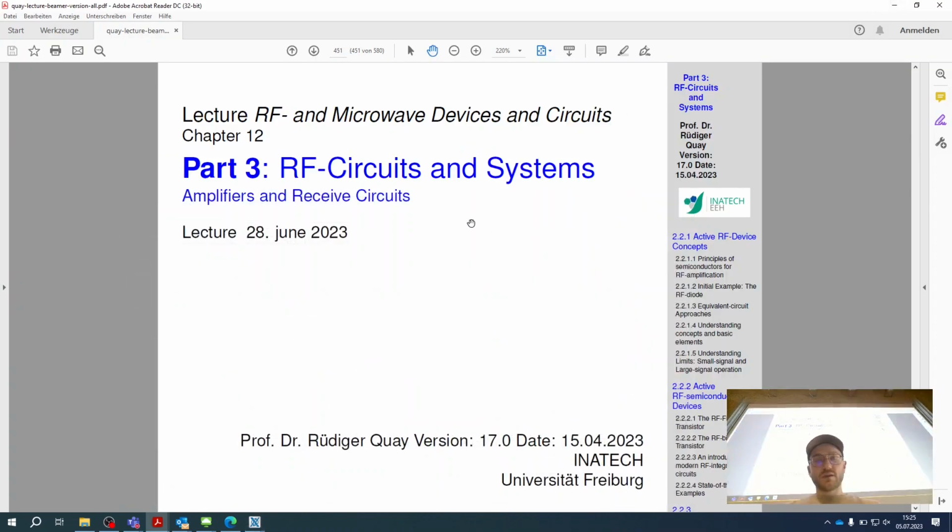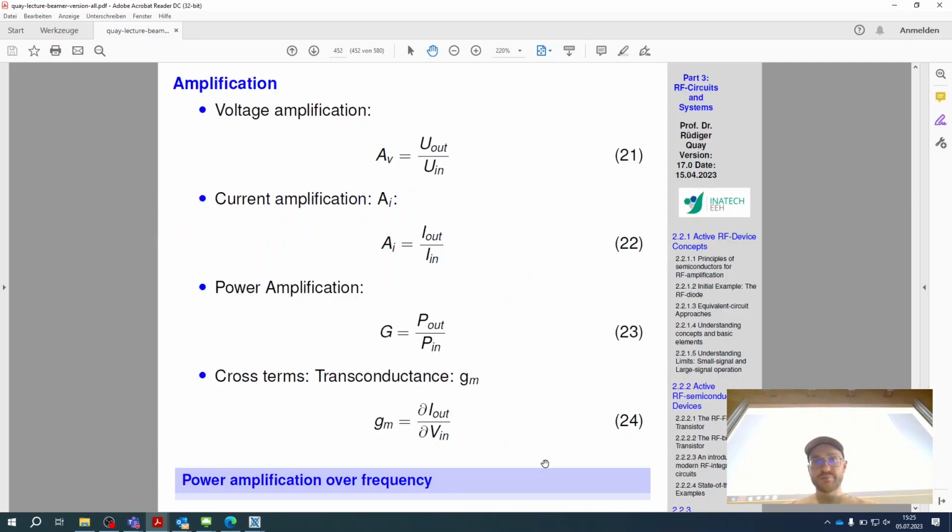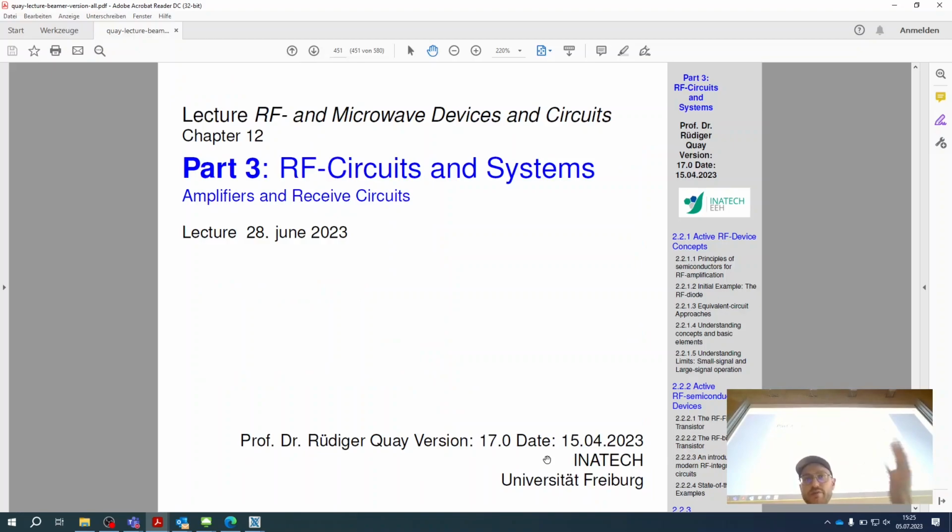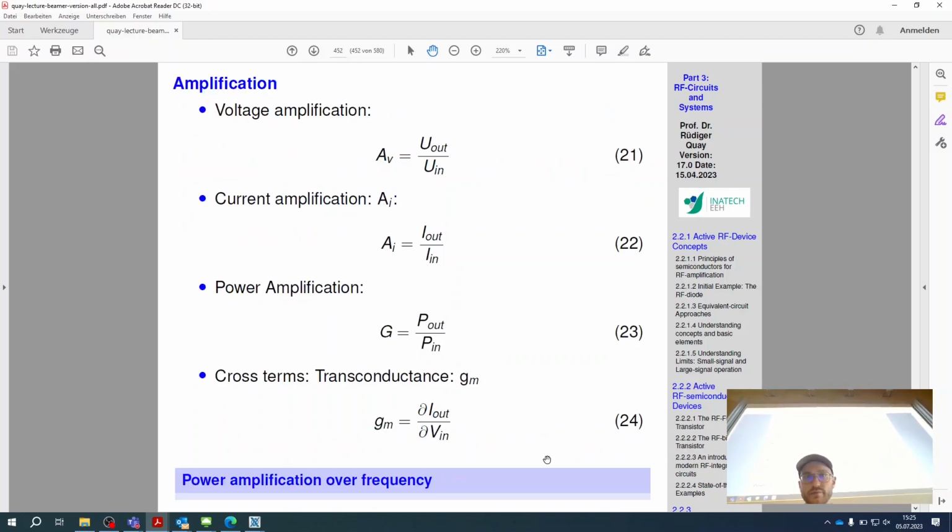We will move on with some parameters. Something like voltage amplification, which is AV, which is the output voltage versus the input voltage of an amplifier, or a low noise amplifier or high power amplifier, however the case, a power amplifier in this case.